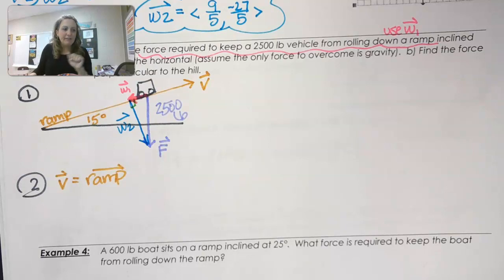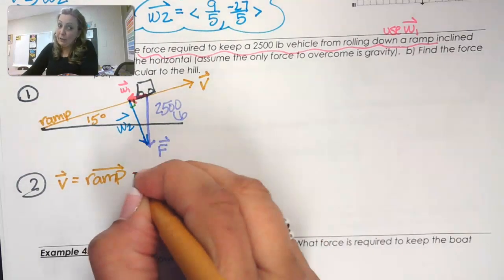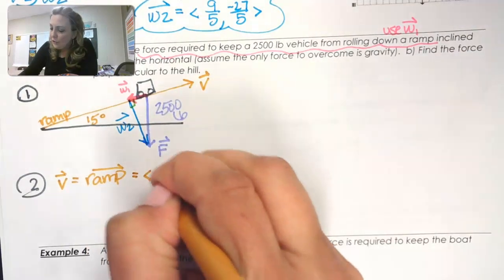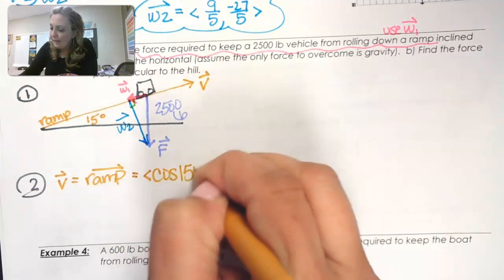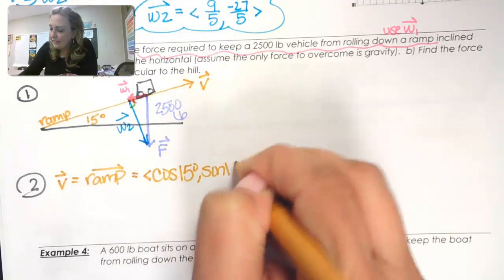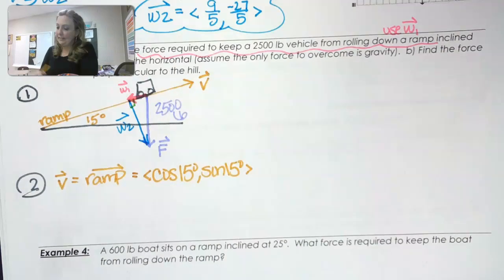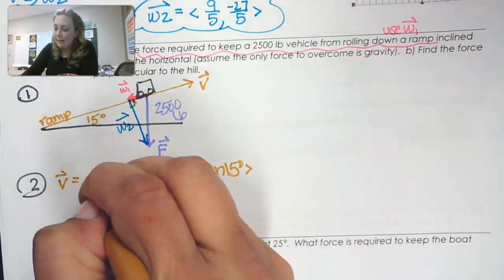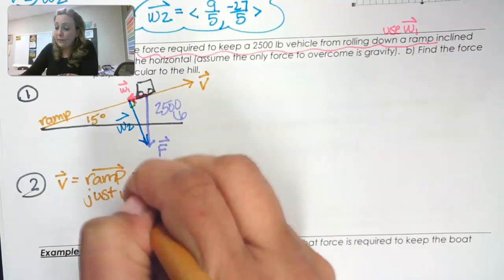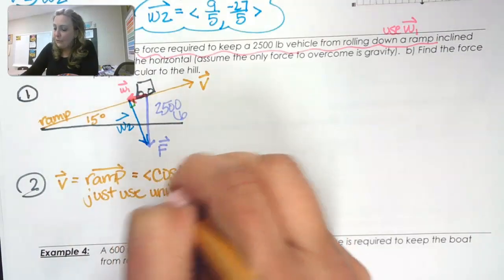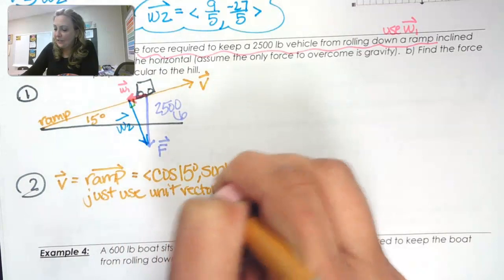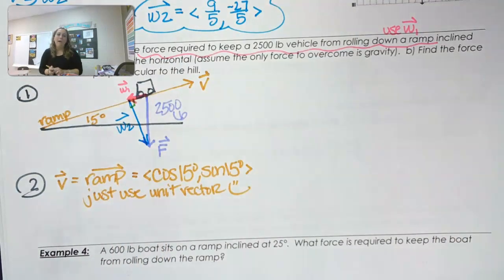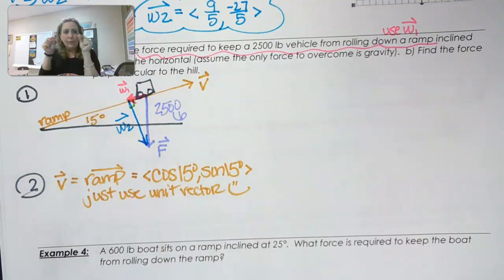So a really convenient vector to use would be our unit vector. We could just use cosine 15 degrees, sine of 15 degrees. And that's what I'm going to suggest that you do for these ramp problems. For the ramp, just use the unit vector, because again, that length doesn't matter. All we care about is that direction, and then W1 is going to be a scalar multiple of that. So we don't really care what the length is.